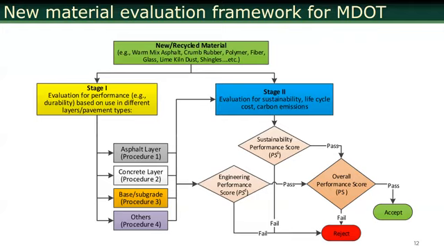And that performance is used in the sustainability evaluation, life cycle cost, in this stage 2. Based on engineering performance and sustainability performance, an overall performance score is generated, and then MDOT looks at that performance score. If it is positive, meaning that the new material is performing better than the traditional material, then they can accept to try it. If it's negative, they can reject.